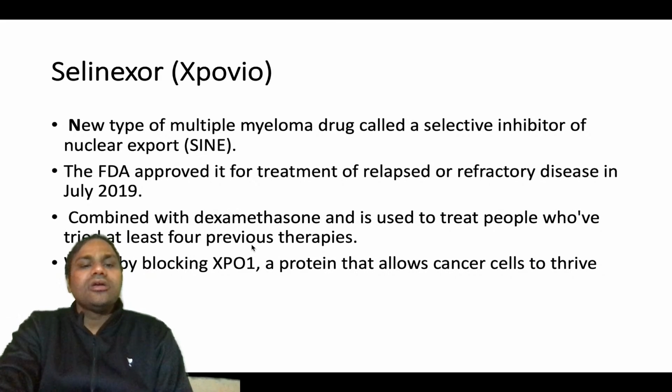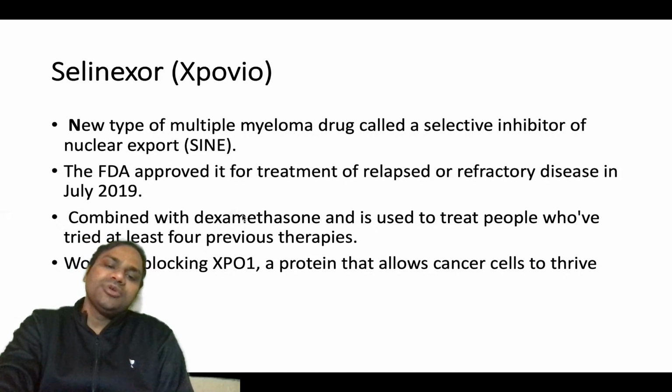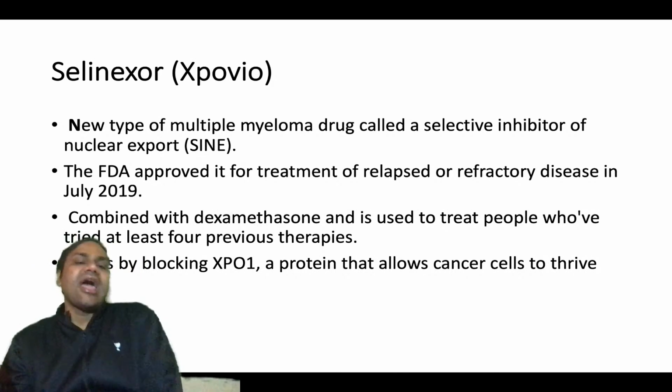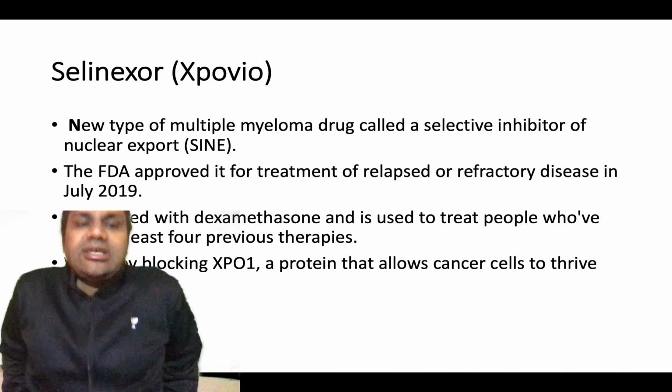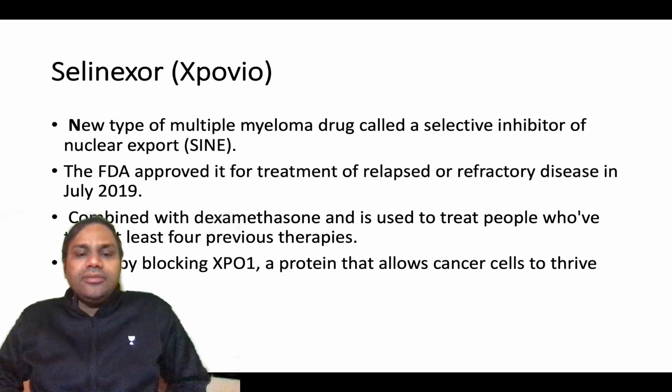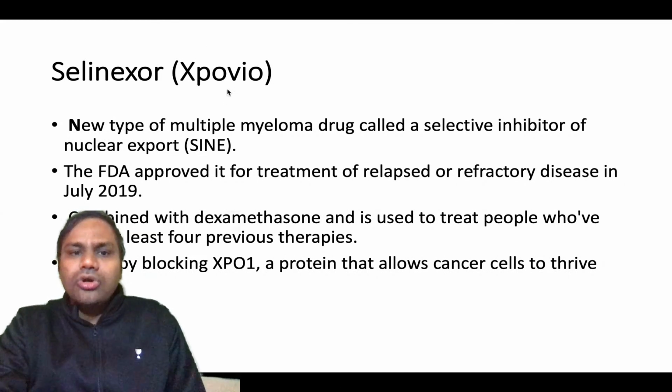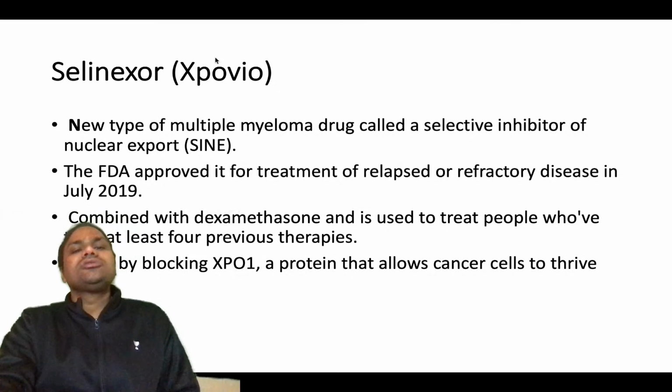previous therapies. It works by blocking XPO1, a protein that allows cancer cells to thrive. So basically the XPO1 protein is helping the cancer cells to thrive, and selinexor inhibits that XPO1. Hence its name, Xpovio. So this can be your exam question. This type of question you can get in your AIIMS exam.